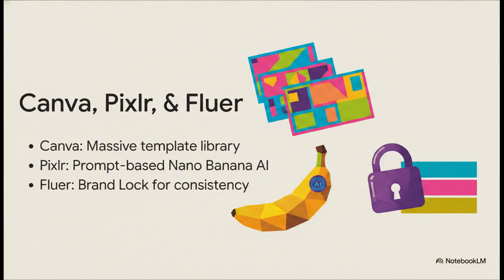Now, if you're prioritizing pure speed and quick content creation, Canva, Pixlr, and Flutter are spectacular options. Canva obviously gives you a massive template library that's just perfect for social media. Pixlr brings something super cool to the table called Nano Banana AI, which actually lets you edit photos conversationally just by typing text prompts. And if you're working with a team, Flutter has this brilliant feature called Brand Lock, which makes sure nobody accidentally messes up the corporate logo or colors on your shared templates.